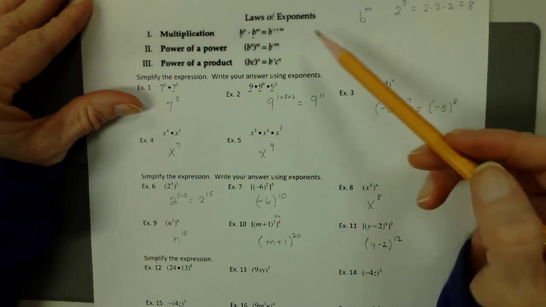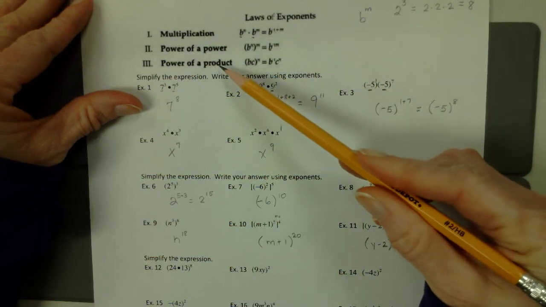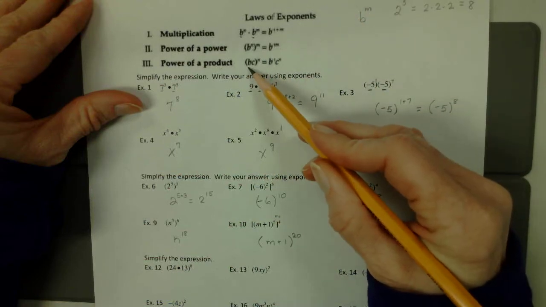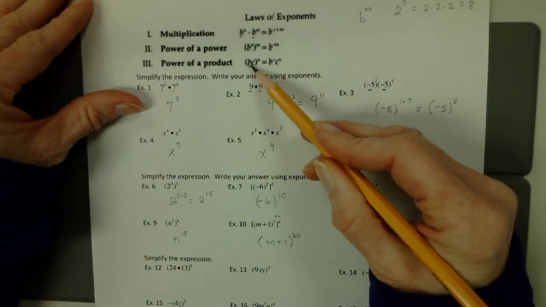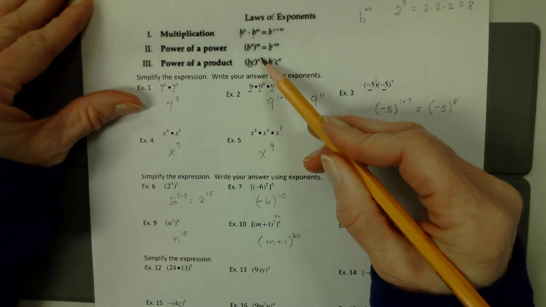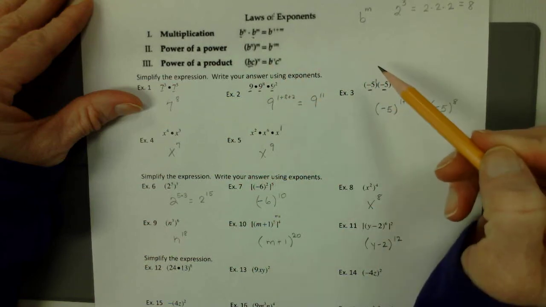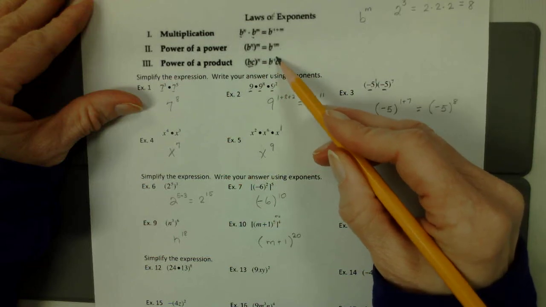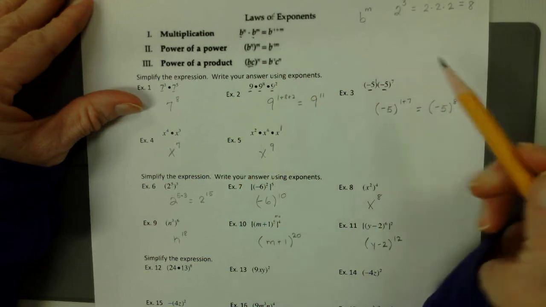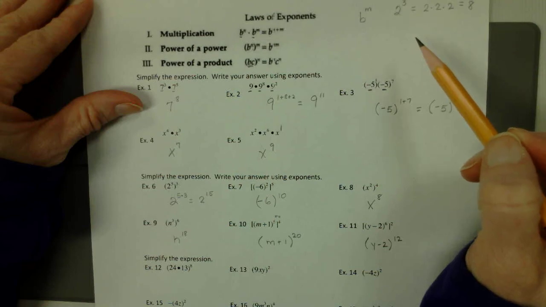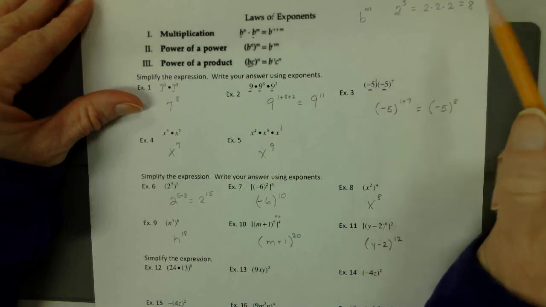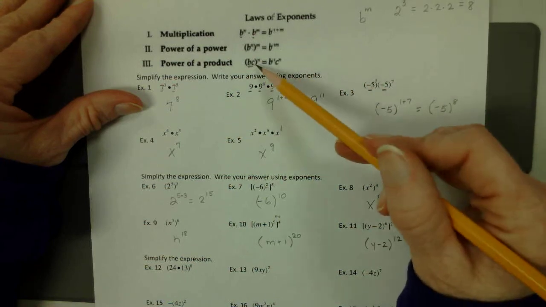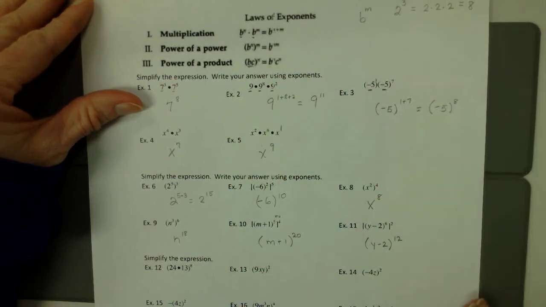Okay, and then the last rule up here is called the power of a product. And remember, a product is multiplication. So you might have in parentheses a product of two things, b times c, and you want to raise all that to the power of n. Well, we break this product up, and we take b and raise it to the n, and we take c and raise it to the n. Both of those factors, okay, when I multiply two numbers together, they're both called factors. Both of those factors get raised to that exponent.